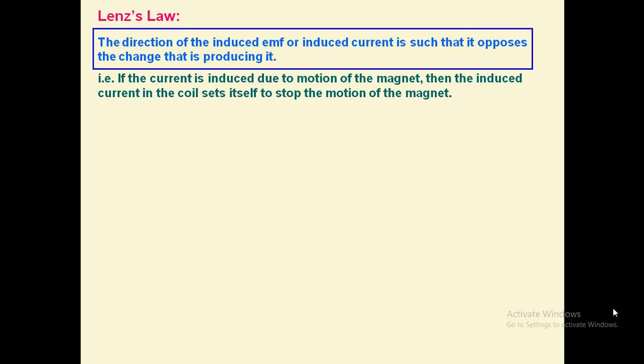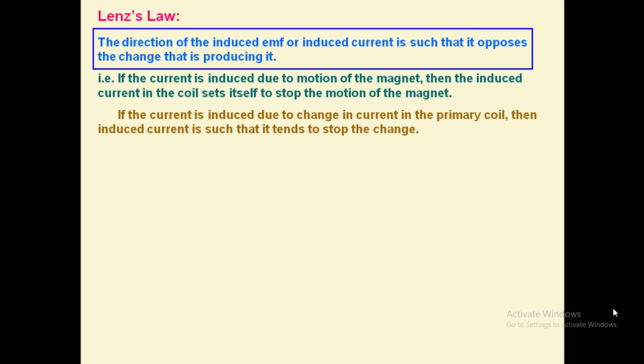That is, if the current is induced due to motion of the magnet, then the induced current in the coil sets itself to stop the motion of the magnet. If the current is induced due to the change in current in the primary coil, then the induced current is such that it tends to stop the change, which we have seen in Faraday's second experiment.